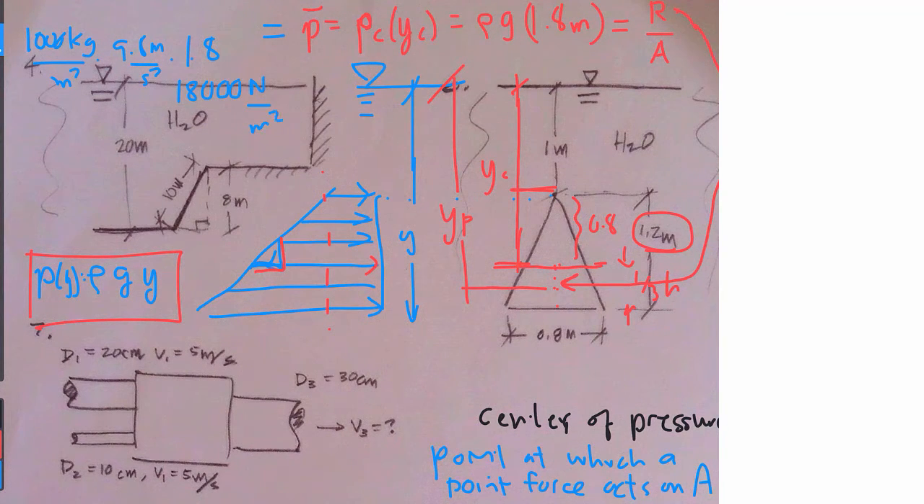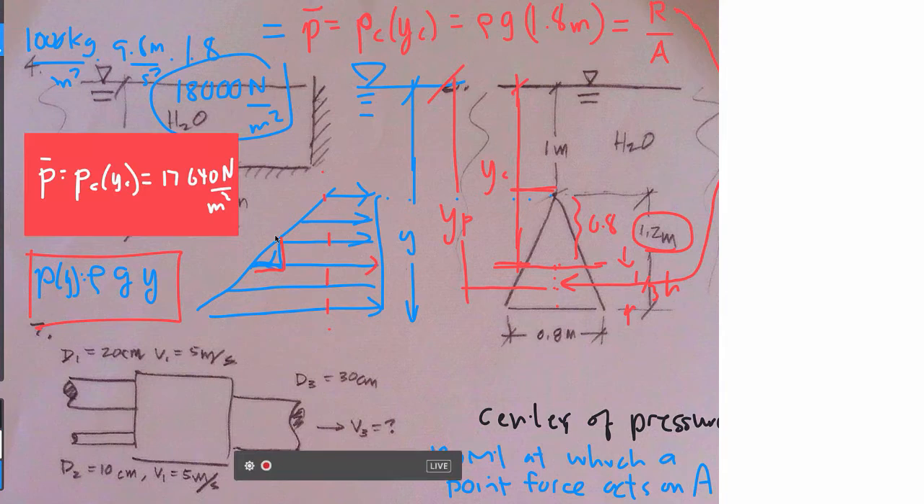newtons per meter squared. This is my guess. Let's do it with a calculator. Oh my gosh. So I've written the calculator answer here. The average pressure is 17,640 newtons per meter squared. Okay, that's the average pressure.